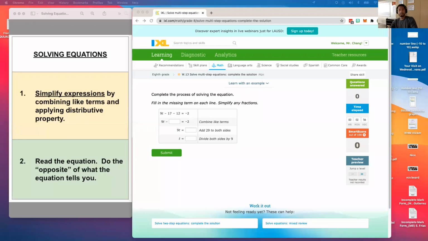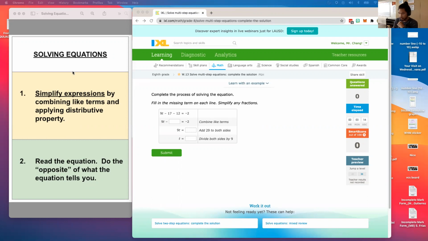This is the last IXL skill of the year you guys are going to be doing. Let's just nail this and get it right. So pumped to take you through this. Let's spend some time on it.